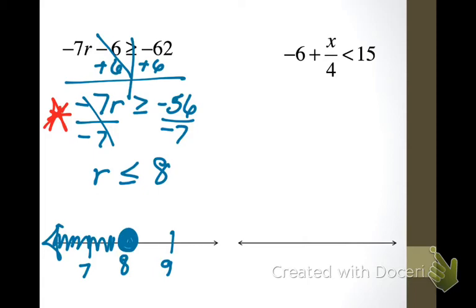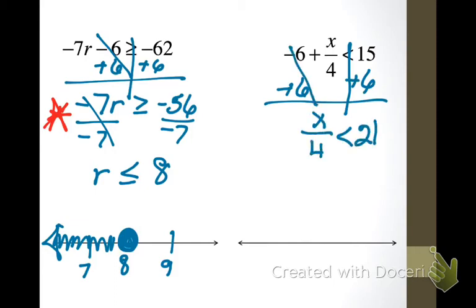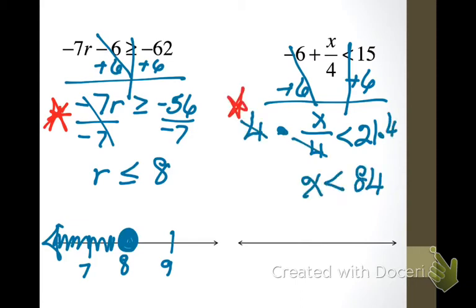I'm going to add 6 to both sides. And I get x divided by 4 is less than 21. Well, x is being divided by 4. To get rid of that 4, I must do the inverse, which is multiply. Multiply both sides by 4. Was it a negative 4? No, it wasn't. So I did not have to flip my inequality symbol. And I got x is less than 84.